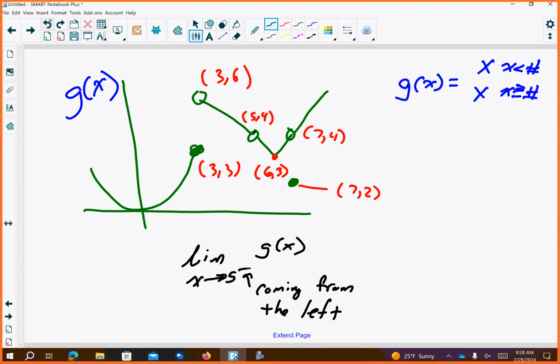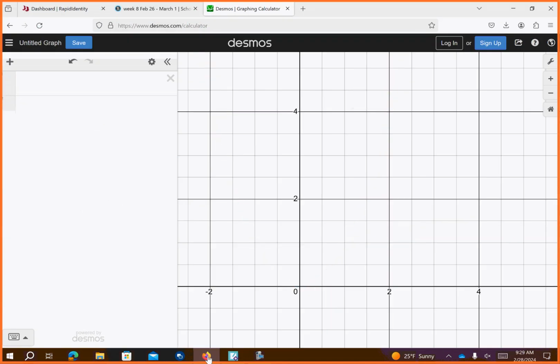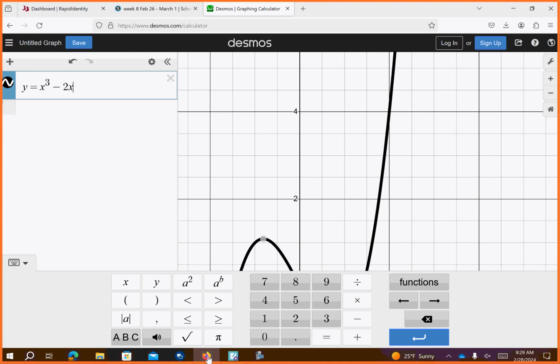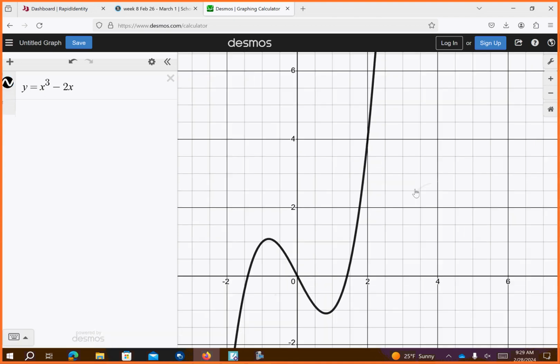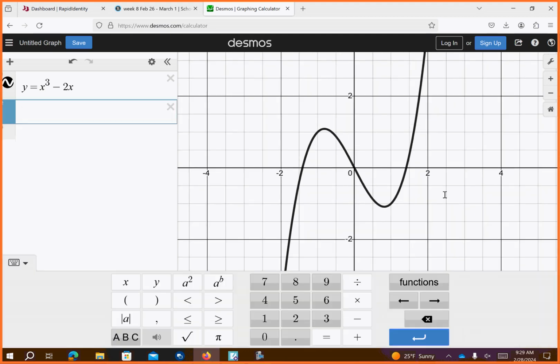Okay, so let's take a look at example 1 down at the bottom. We can go back to Desmos so we don't have to deal with our computer. All right, so I'm going to go y equals, I'm not going to type in limit. I'm just going to do x to the 3rd, minus 2x. Now they're saying as x goes to 2.